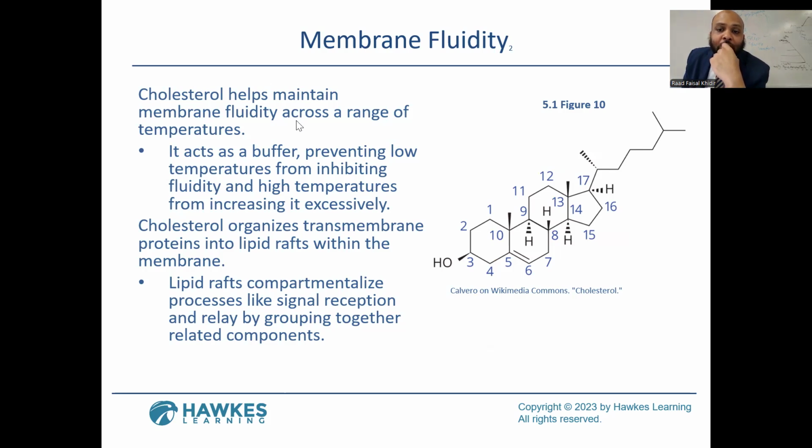So cholesterol is also important in the fluidity. It acts as a buffer, preventing low temperatures from inhibiting fluidity and high temperatures from increasing it excessively. If you heat up a plasma membrane, it's going to be more fluid, right? And if it is cold, it's going to be more rigid. So the cholesterol is there like a balance.